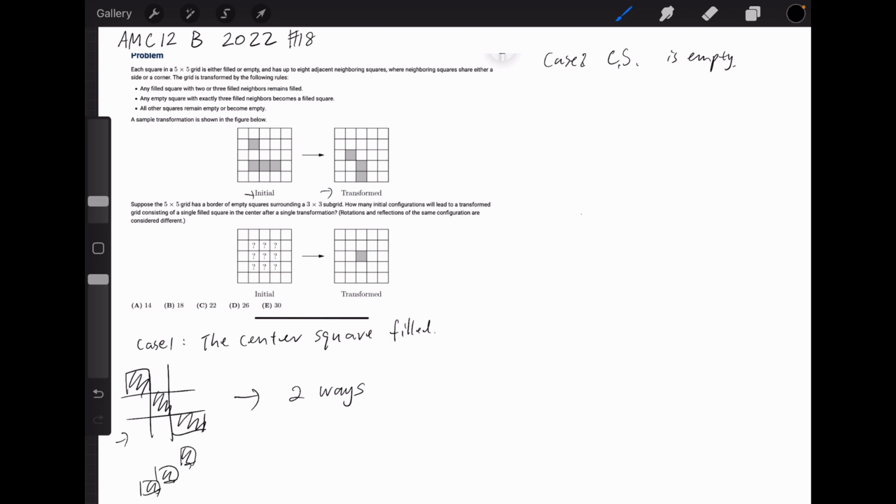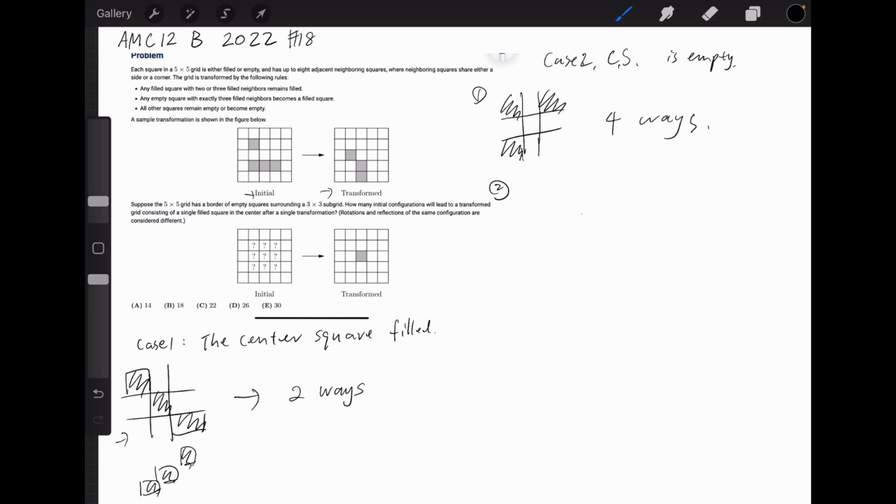Okay, case 2. So the center square is empty initially. The first case would look like this. We have one over here, one over here, one over here. If you think about it, we can rotate it by 90 degrees 4 times, therefore we have 4 different configurations. So we have 4 ways for the first case.